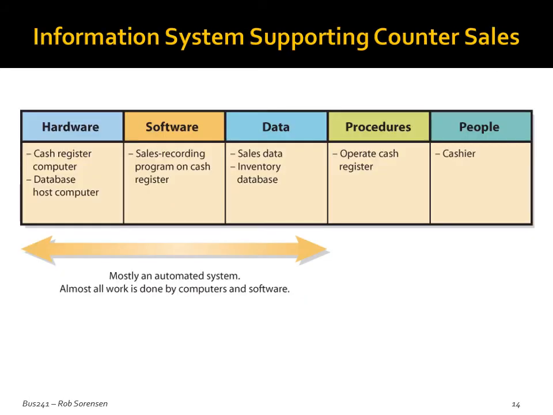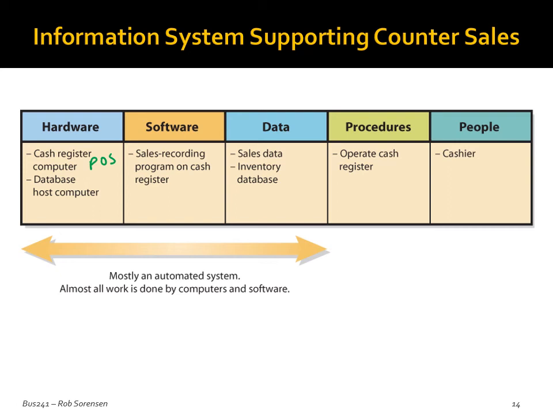Let's look at a couple examples that they give us in our book. Let's think about counter sales. Well, that one's probably mostly automated in most businesses today. We've got hardware, cash register, point of sale system, right? So you've probably used some of those if you've had a job in retail. We've got our databases and other computers attached to that. Got some software, right? So sales recording programs, that's all part of the point of sale system, isn't it?